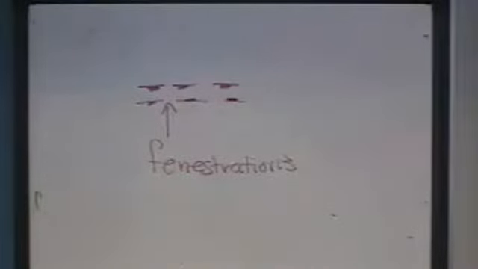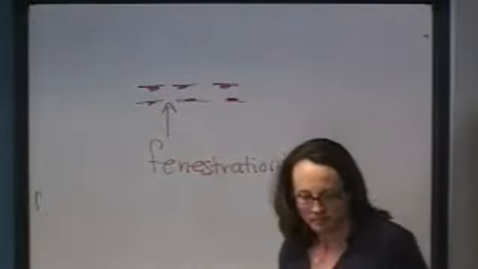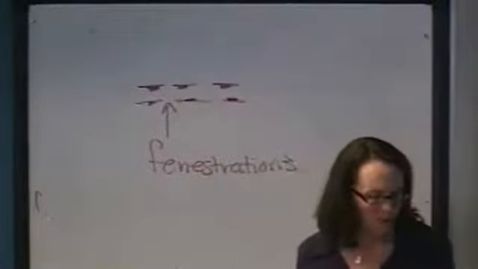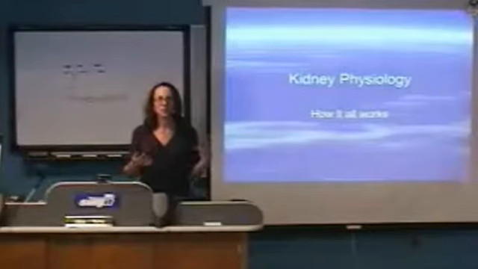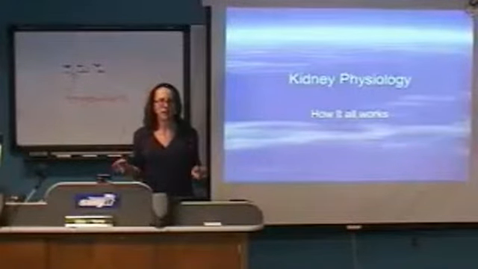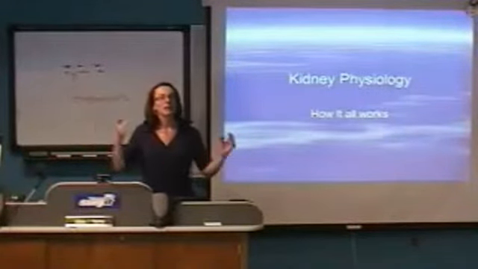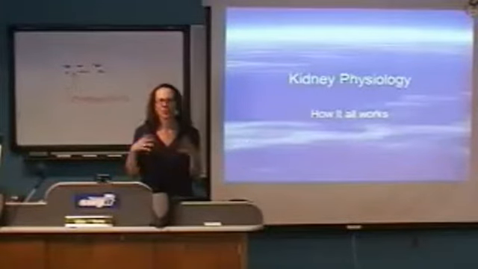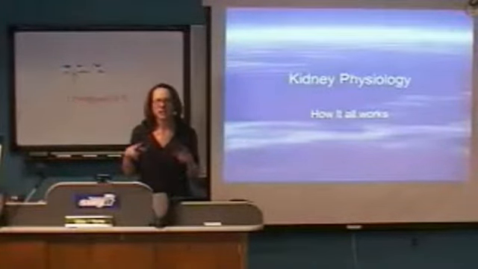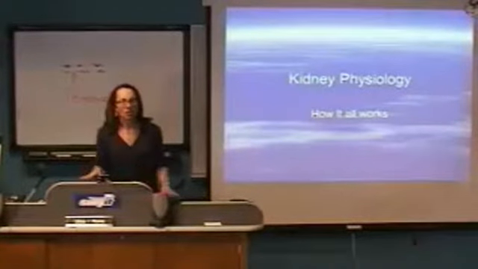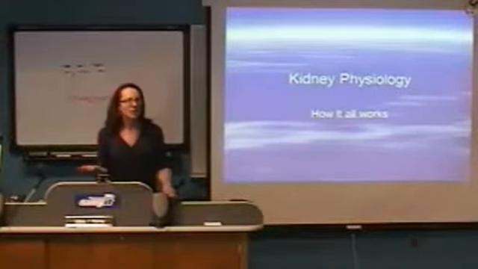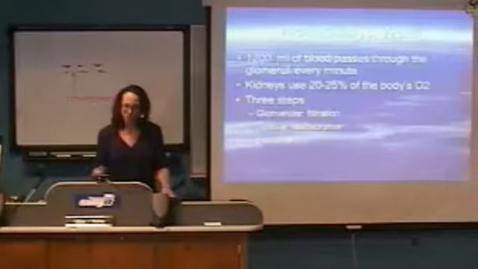All right, so kidney physiology, how it all works. Okay, so we've touched upon a few of these aspects already. We've talked about the anatomy, microscopic and macroscopic. Macroscopic is so easy: the kidneys, ureter, bladder, urethra. Microscopic, talking about the nephron and all the different parts of the nephron. Now talking about the function of the kidneys, which we've touched upon a lot of this.